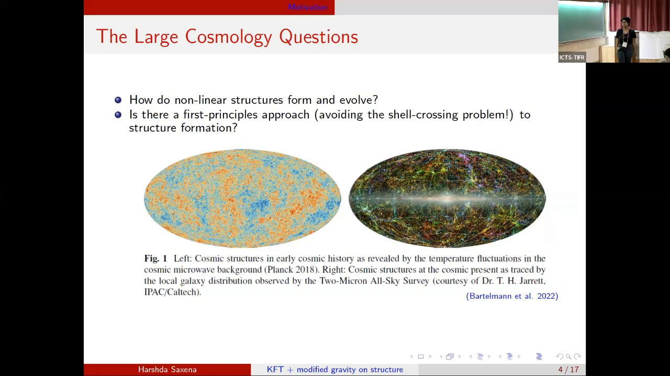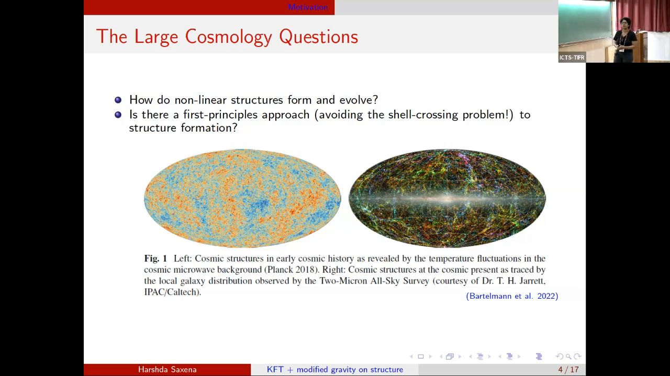As a lot of you already probably know, a lot of us are concerned with some large cosmology questions of how nonlinear structures form and evolve. That is, how do things go from something as comparatively smooth as the CMB to these rich cosmic structures that we've been seeing for a while. One of the important questions is: is there an analytical approach or a first principles based approach from where we can understand nonlinear structure formation?